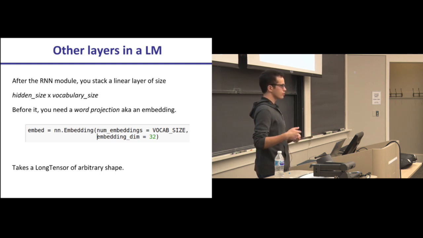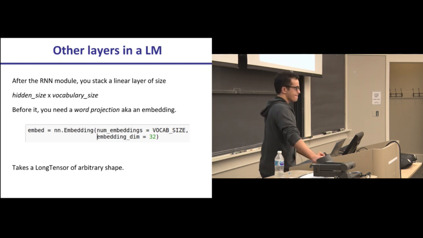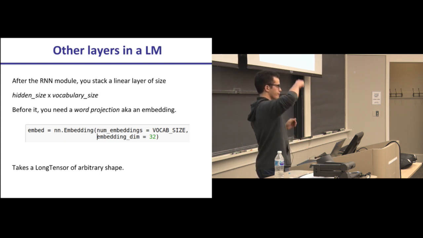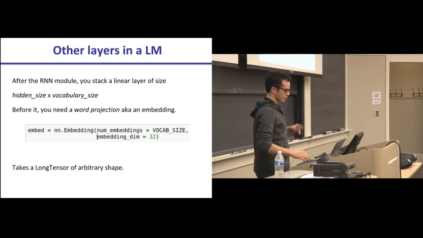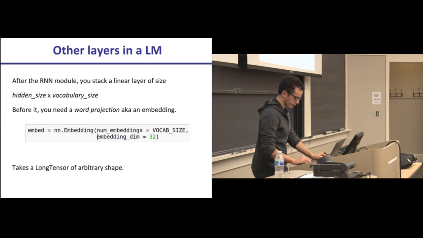So you could use a linear layer to get the same result by feeding it a one-hot vector, but it's more efficient to do it this way. And you can feed it something of any shape, and it's going to return something of the same shape, but with the embedding dimension added. So we'll see an example in the notebook later.